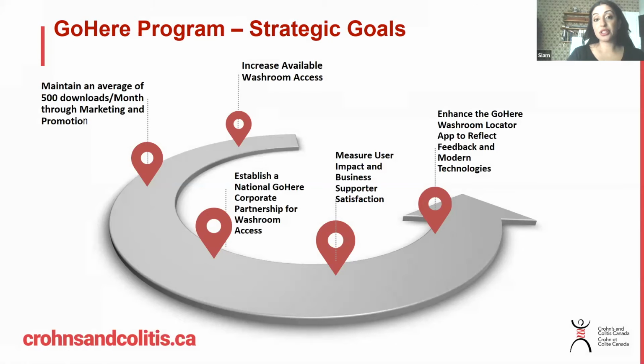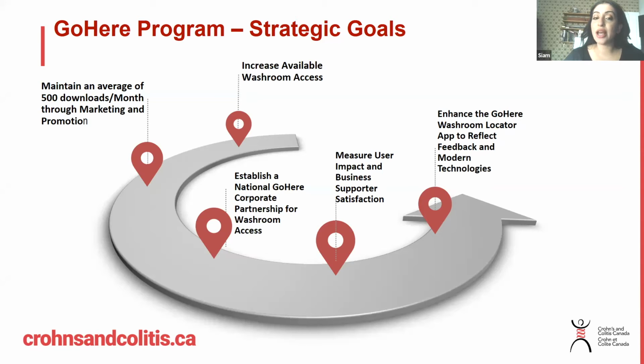In terms of our strategic goals, and again, being mindful that we are in a pandemic and that things may change over the next few months as we start to see changes with policies, we would want to continue advocating for more available washroom access. You'll see some of those advocacy initiatives, as I mentioned before, in the articles that have been released in the last 6 months. There have been 3 news articles, as well as some of the engagement activities that our volunteers have been participating in. We want to maintain an average of 500 downloads through marketing and promotion.